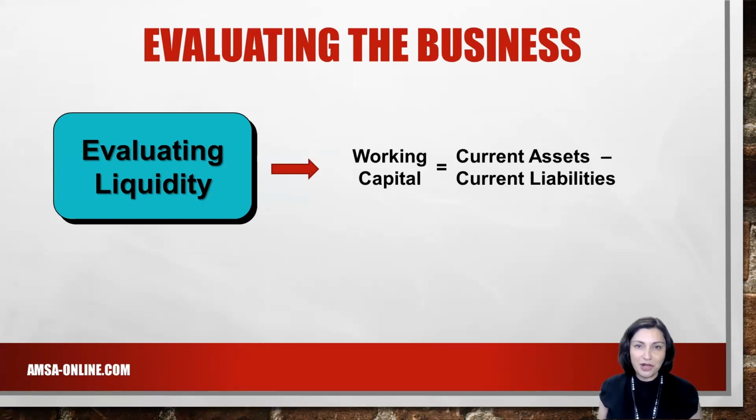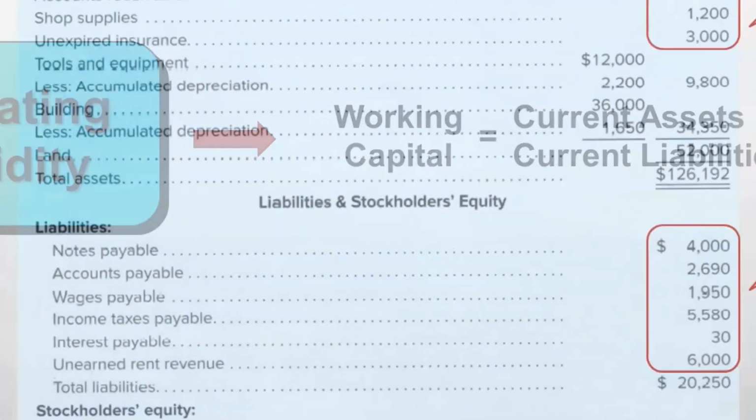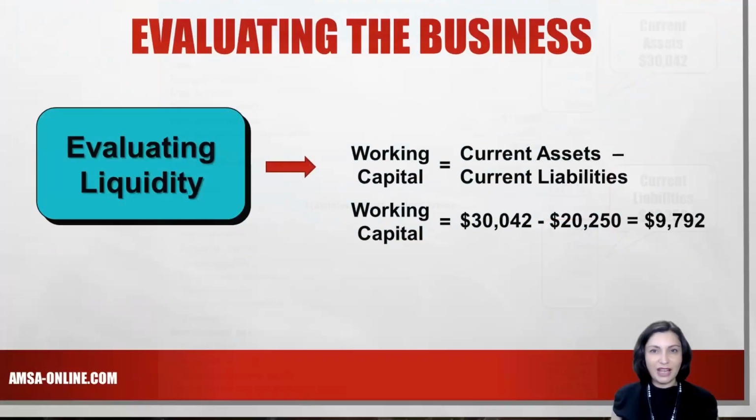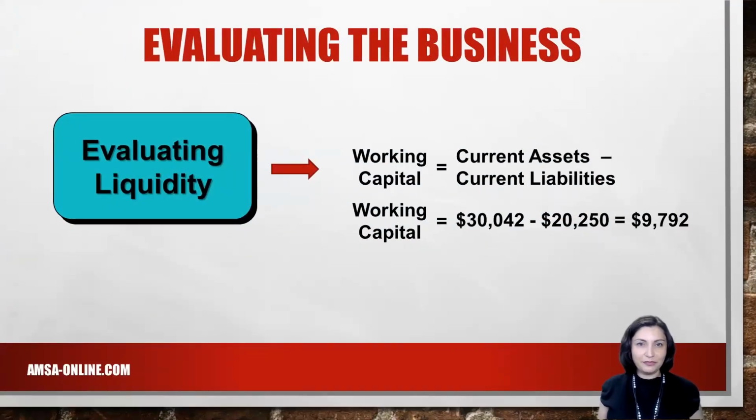Let's look at our sample company's balance sheet again. The current assets include cash, accounts receivable, shop supplies, and unexpired insurance. The total is $30,042. Looks like Overnight Auto Service doesn't have any long-term liabilities yet. Therefore, the total liabilities include all liabilities listed on the balance sheet and are equal to $20,250.